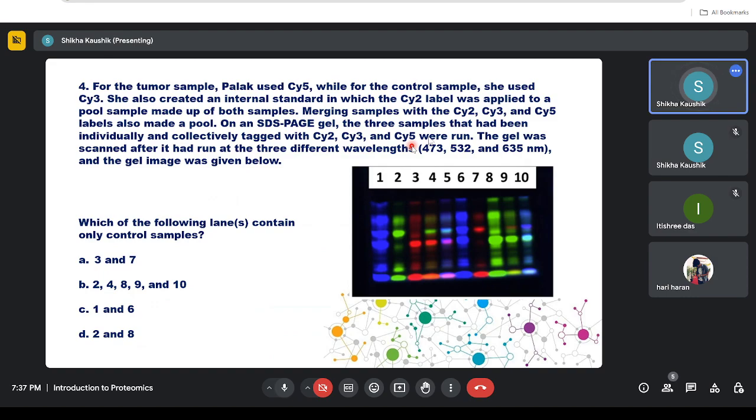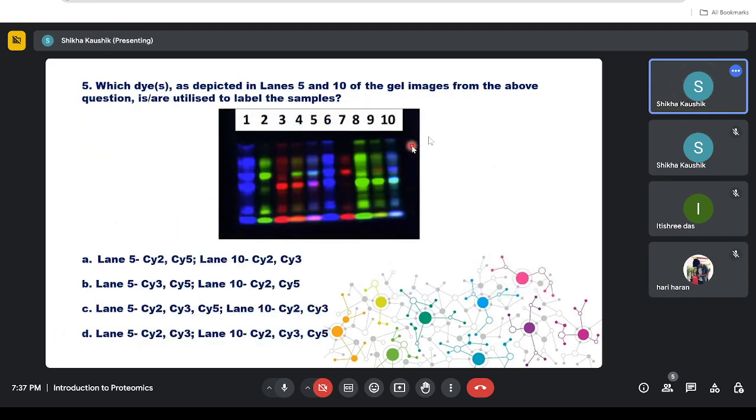ओनली कंट्रोल सैंपल जिनमें दिख रहा है. 1 and 6? 1 and 6 is control. How? Control is labeled with, oh, green. It should be green. So 2 and 8, yeah. 2 and 8. Fine. So answer is 2 and 8.